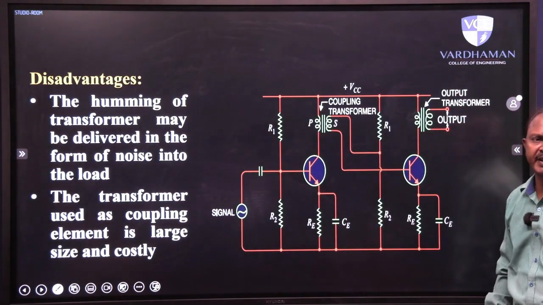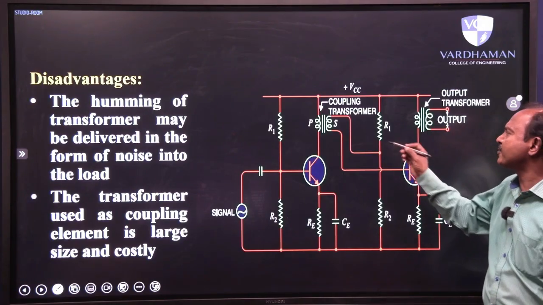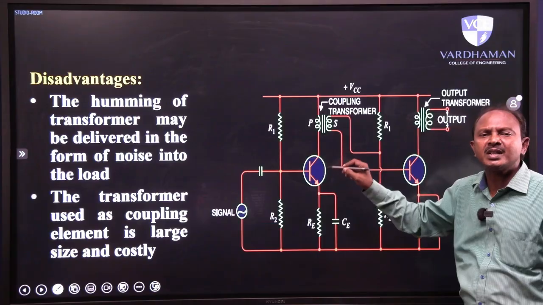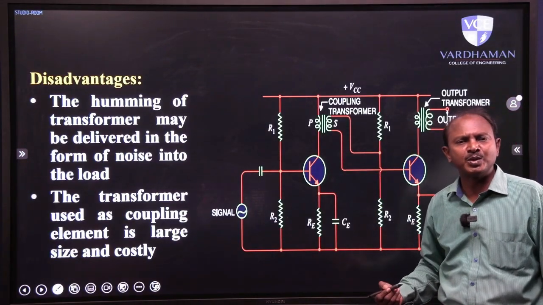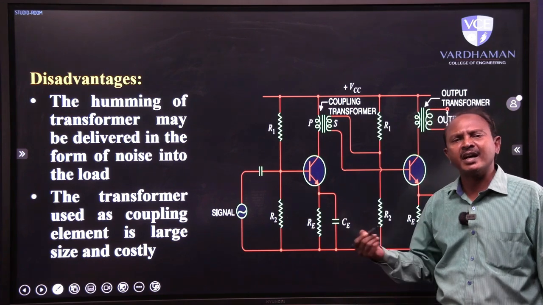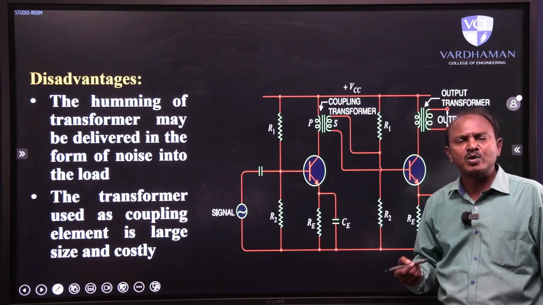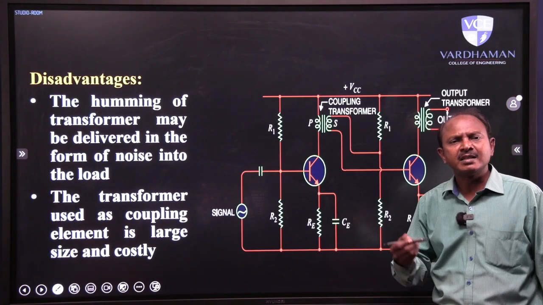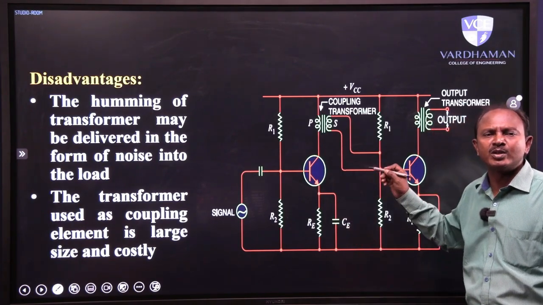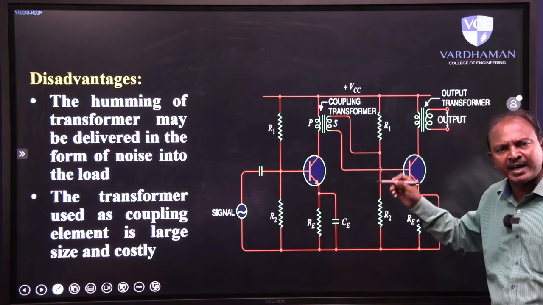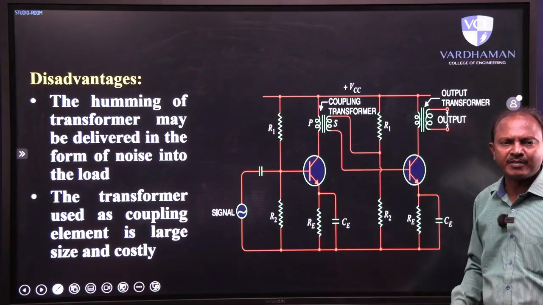Now let us look into the disadvantages of this. Of course, understandable, the moment you decide to use transformers in your amplifier circuit, you have to get ready for the noise made by the transformers. Technically, people say the noise made by a transformer is humming. The humming of the transformer may be delivered into the output of the amplifier in the form of noise. That is the fundamental drawback of the circuit.